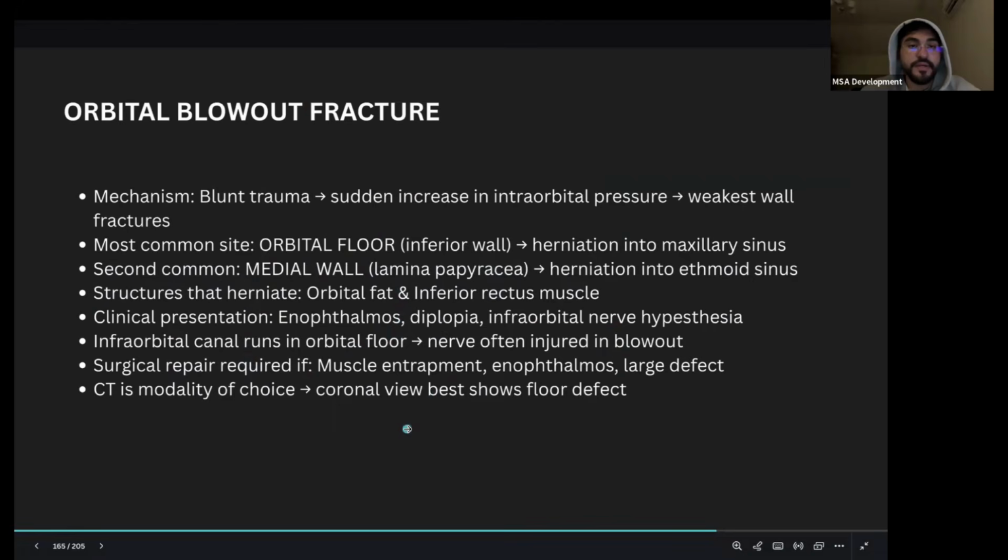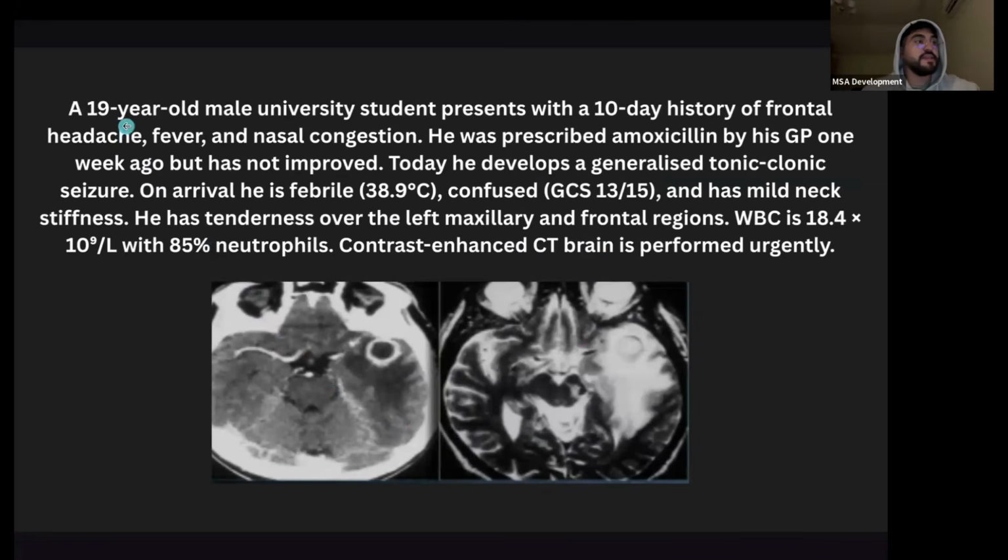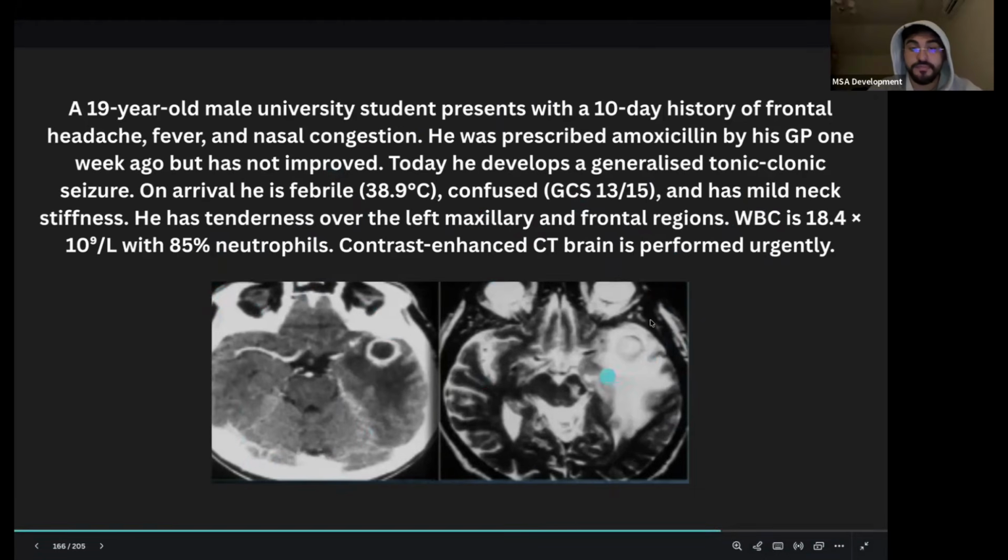All right. Now, this is a second case. This is a 19-year-old male university student presenting with a 10-day history of frontal headache, fever, and nasal congestion. He was prescribed amoxicillin by his GP 1 week ago, but has not improved. Today, he develops a generalized tonic-clonic seizure. On arrival, he's febrile, confused, and has mild neck stiffness. He has tenderness over his left maxillary and frontal region. He has high neutrophils, and basically a CT has been done.